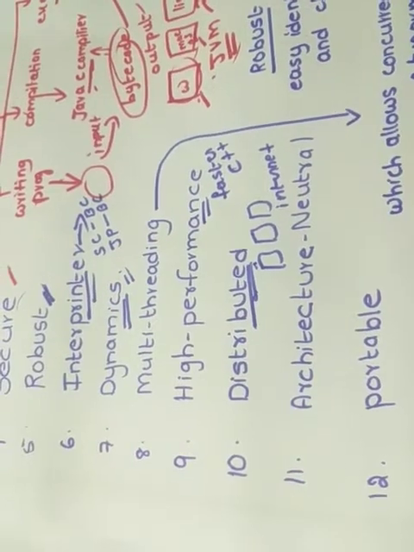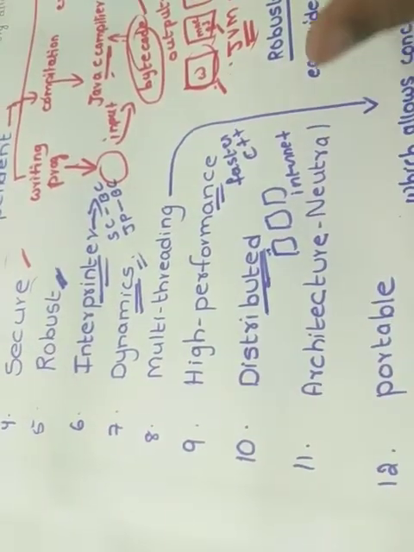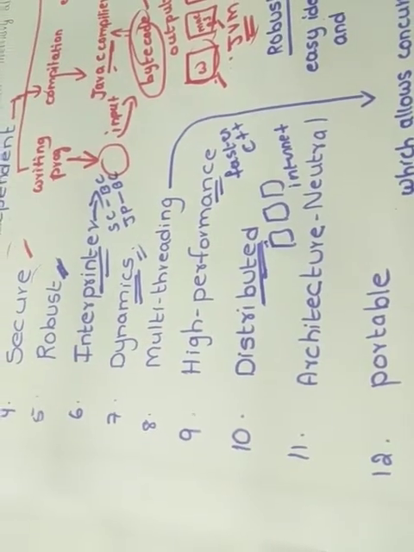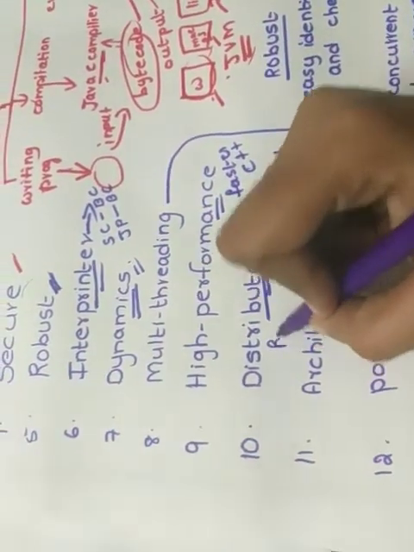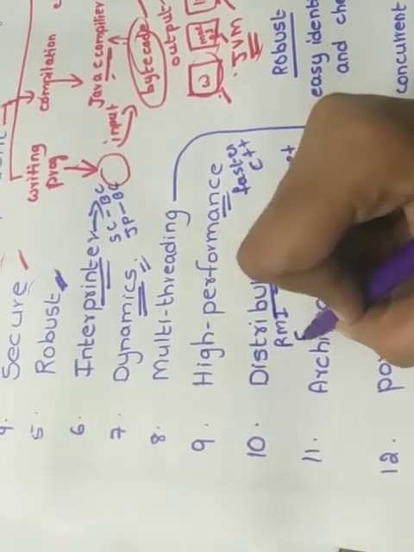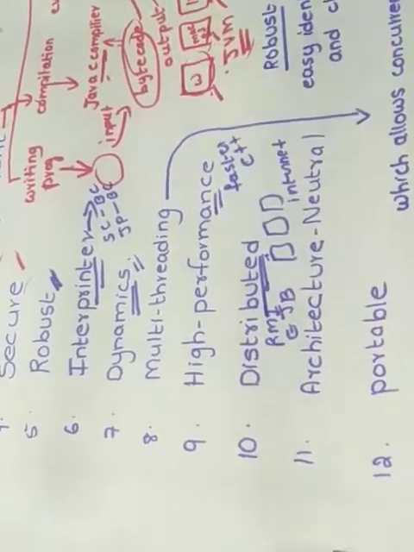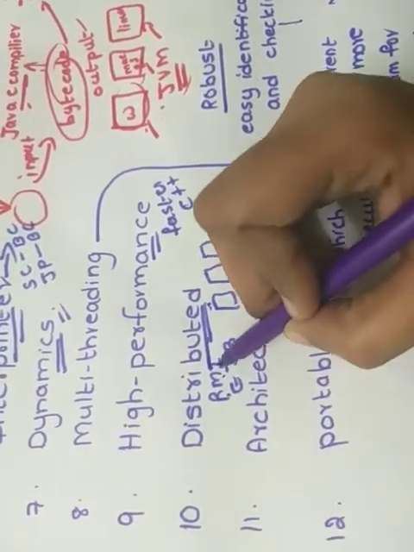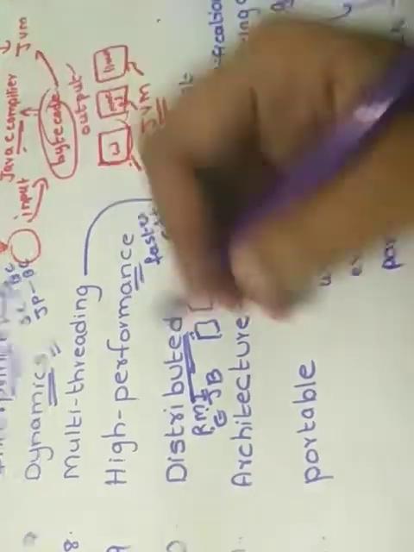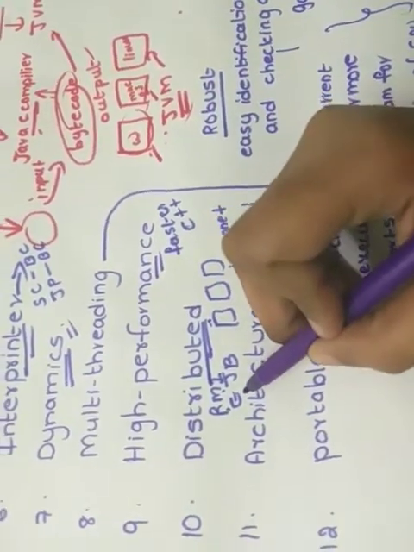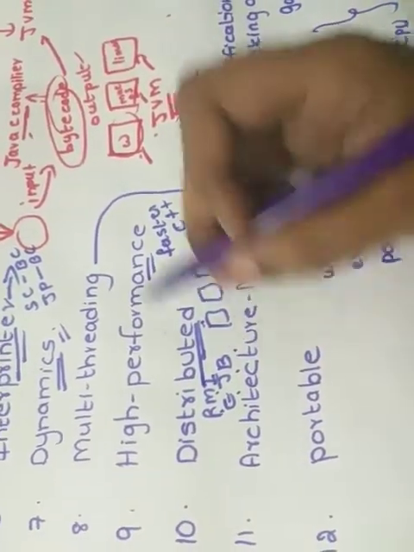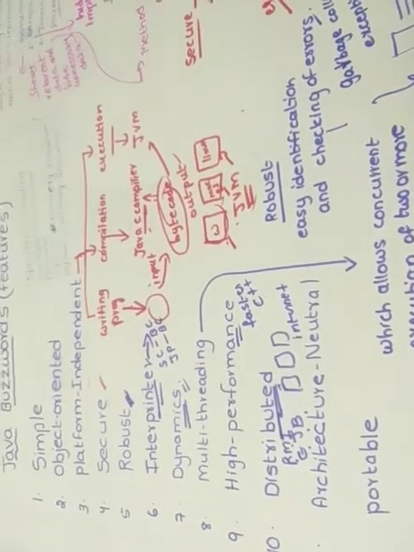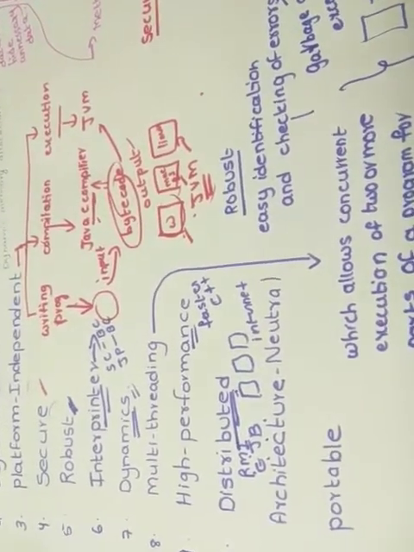So it is distributed. For creation of distributed applications, we require two concepts: RMI and EJB. RMI means Remote Method Invocation. EJB means Enterprise Java Beans. This is about distributed.